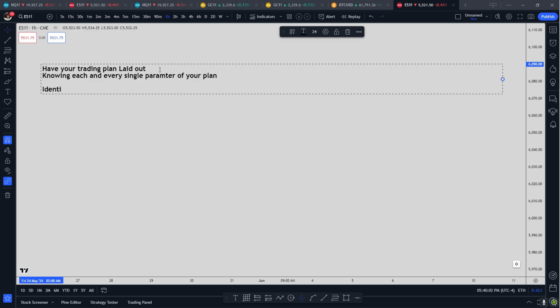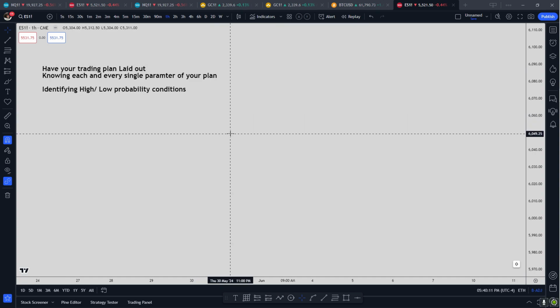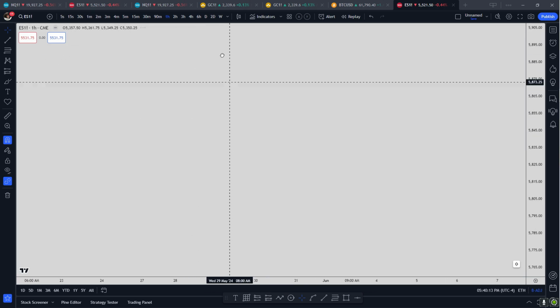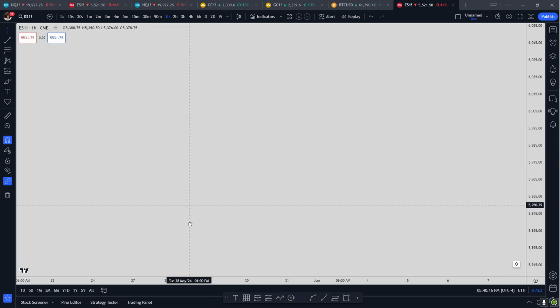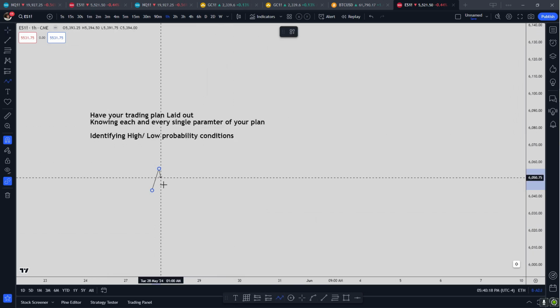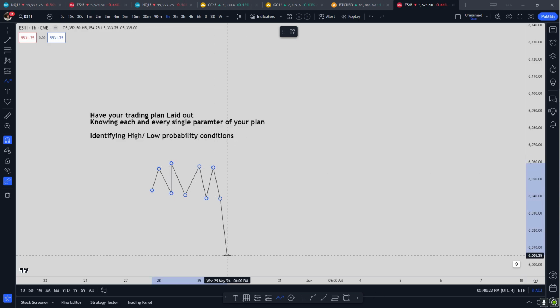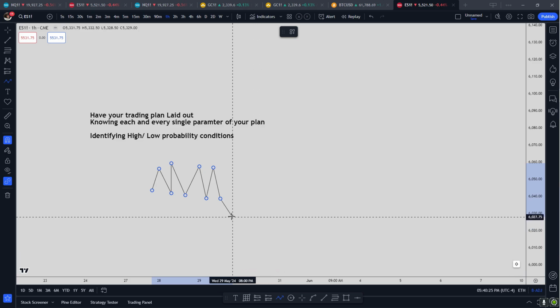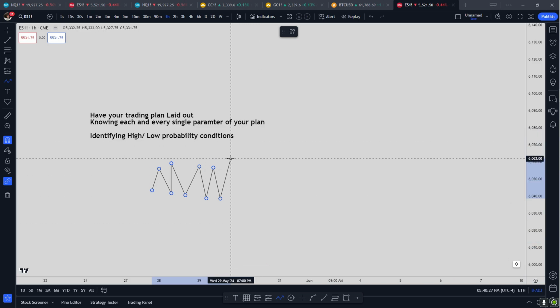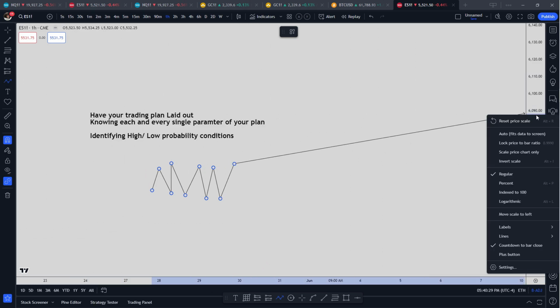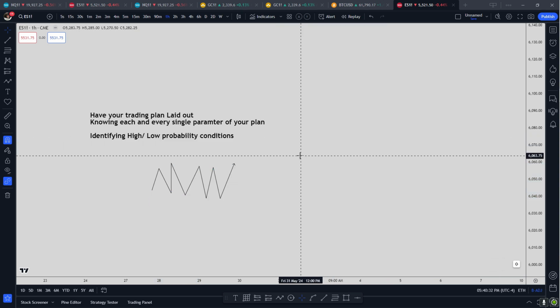Next, identifying high or low probability conditions. Now you might say, how does this have to do with framing a trade setup? Identifying low or high probability conditions is about price ranging. Are we in a tight range? Has any liquidity been swept? Have we reached equilibrium? Is there inefficiency that has to be filled? Has our draw on liquidity been met? These are things you have to consider, the high and low probability conditions for your specific setup.